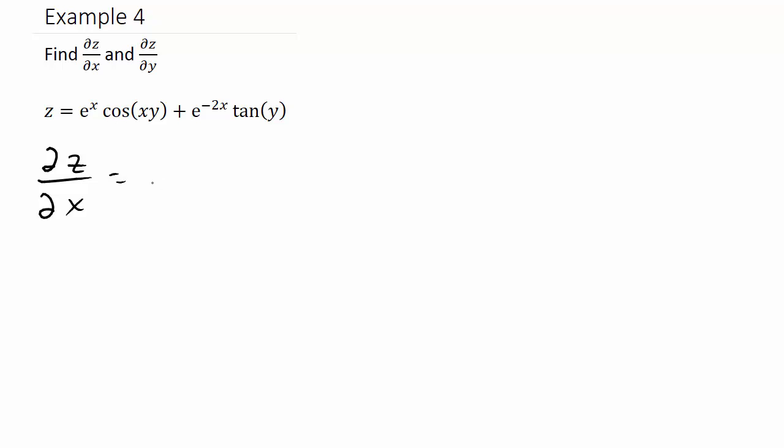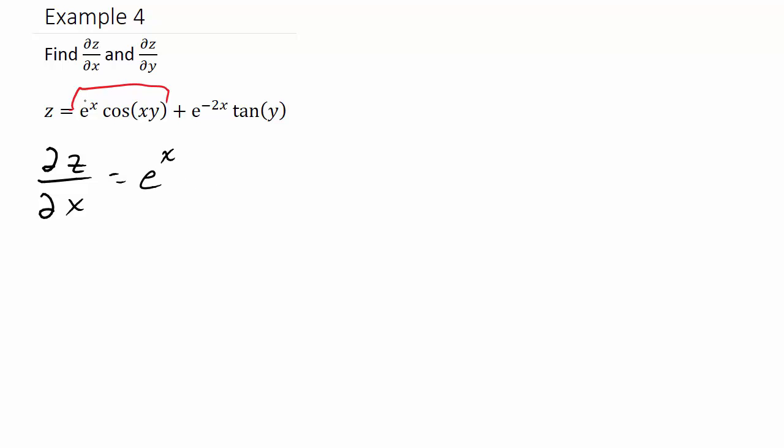Well, that's the product rule. I've got e to the x times cosine xy. They both have an x in them, so they're treated like variables. Remember, x is a variable, y is a constant. Alright, so let's do the product rule on this term. So right now, I'm taking the derivative of this thing. So the derivative of e to the x is e to the x.